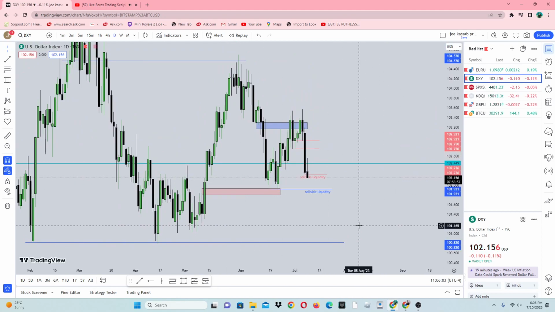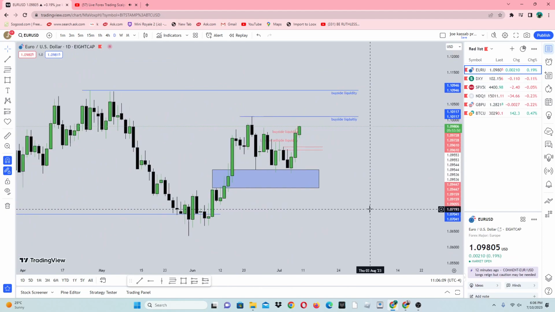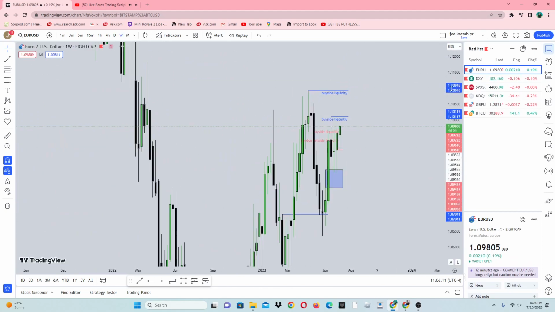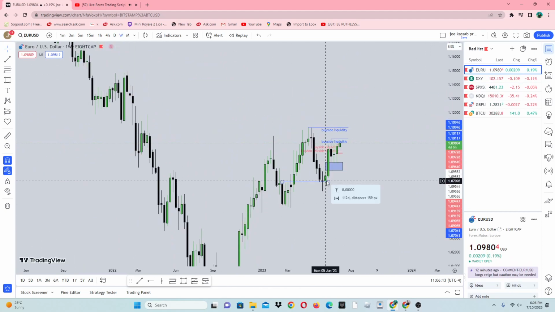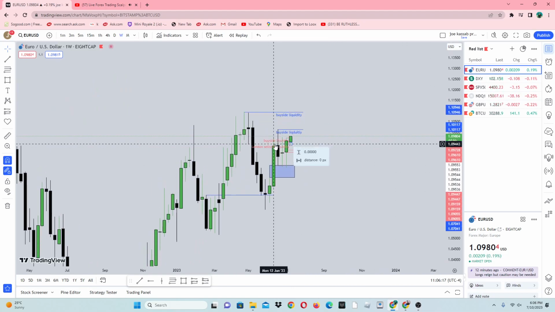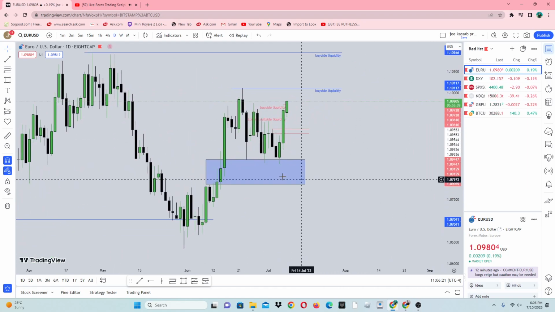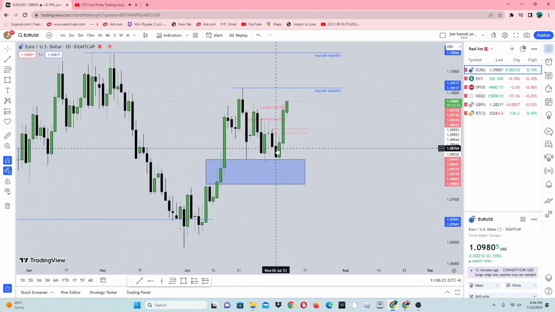So what I'm expecting for Euro Dollar to be bullish, since the DXY is bearish. Now going into the Euro weekly, order block hit, fair value gap respected, weekly bias bullish. Going into daily, we have this order block right here.